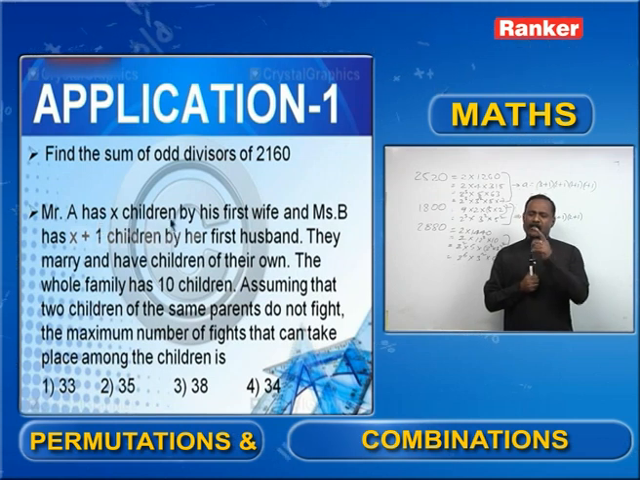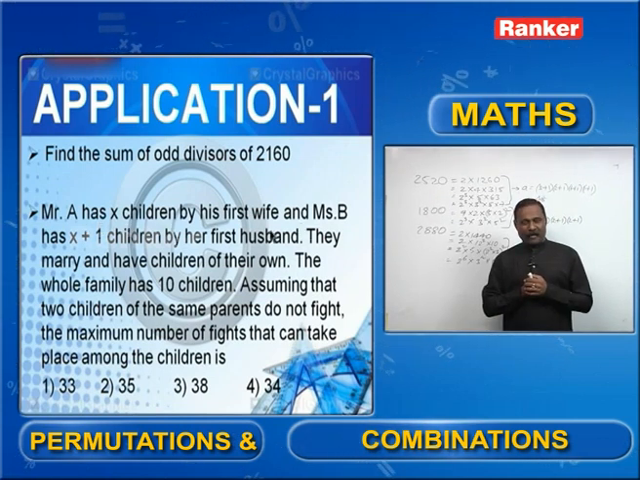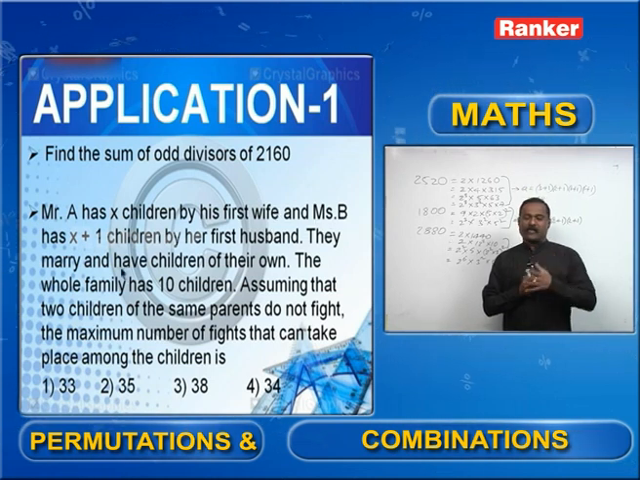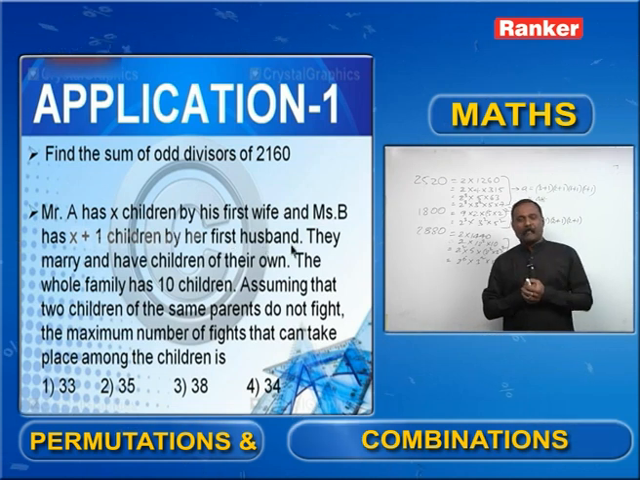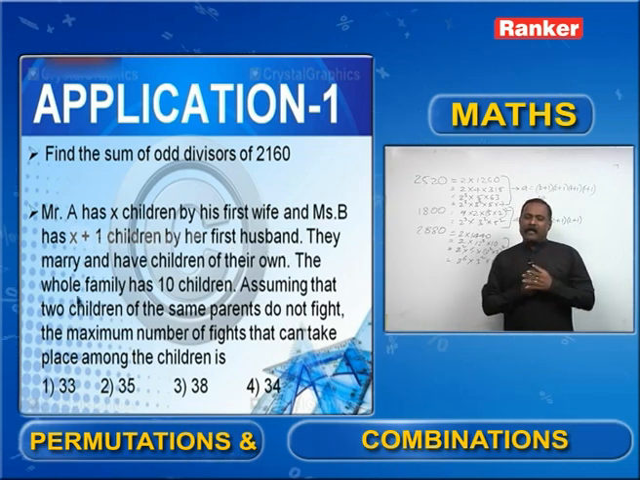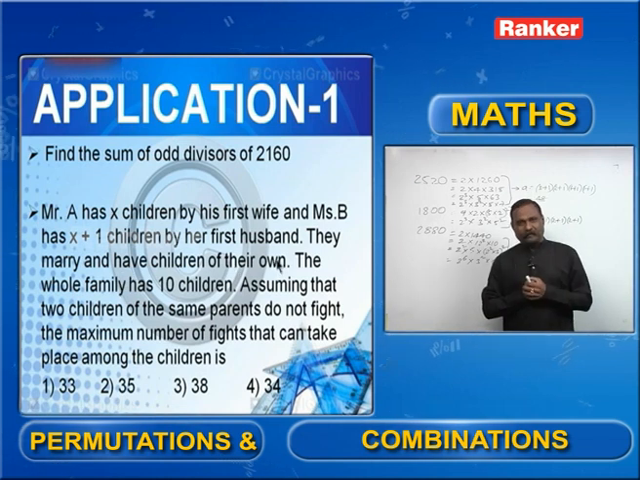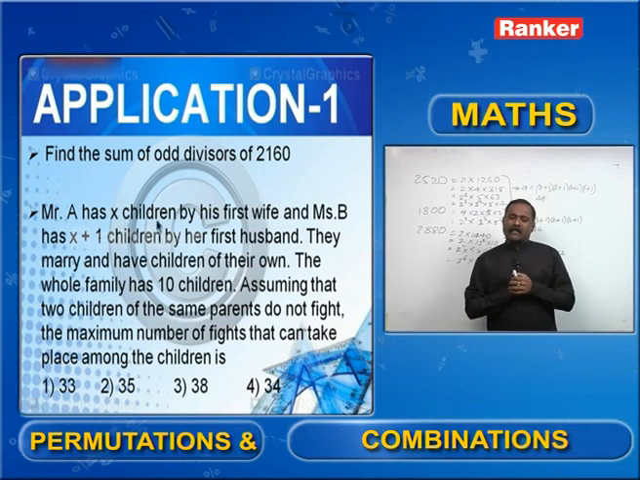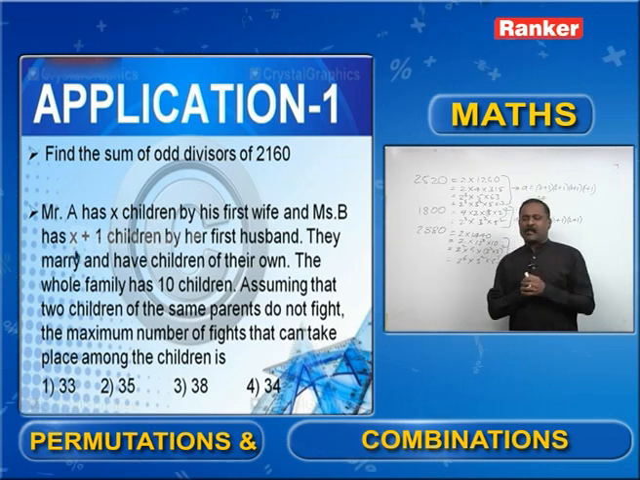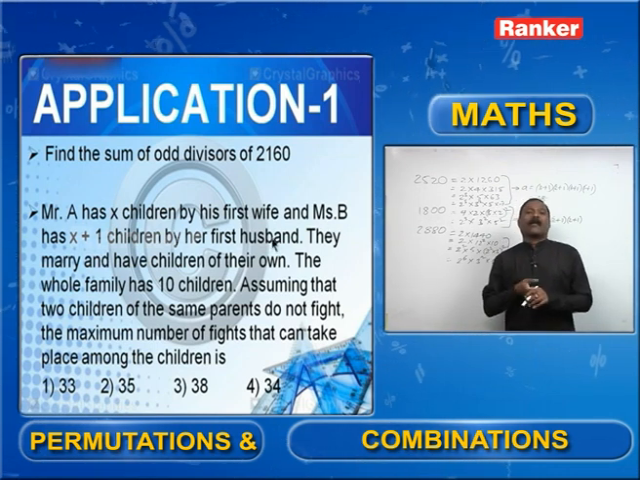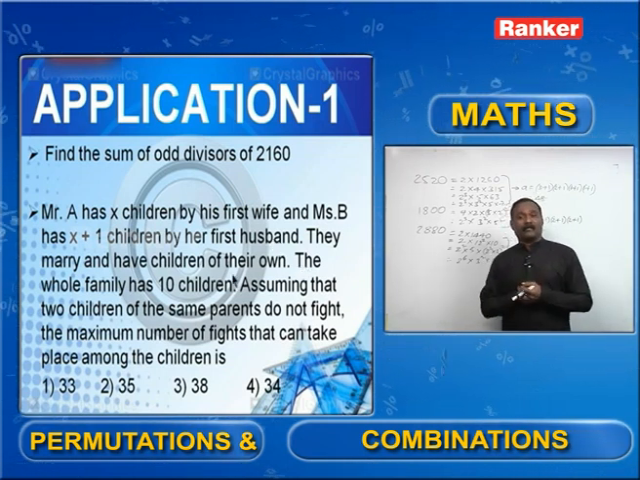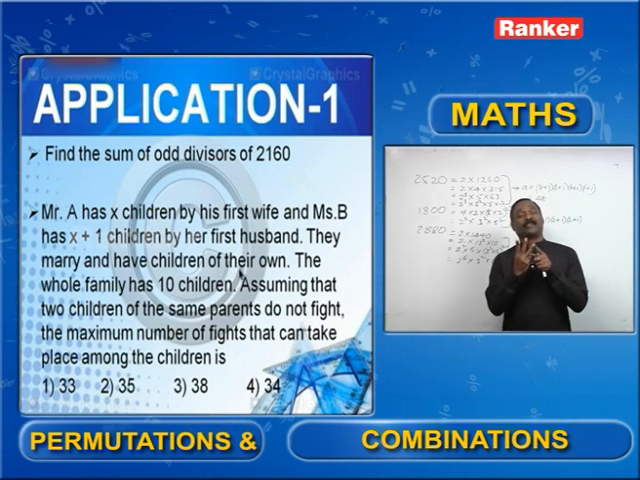Mr. A has X children by his first wife, and B has X plus 1 children by her first husband. They marry and have children of their own. That means Mr. A has X children with his first wife, and Miss B has X plus 1 children by her first husband, and now they married and have children of their own. So how many categories of children are there? Now 3 categories of children are there.